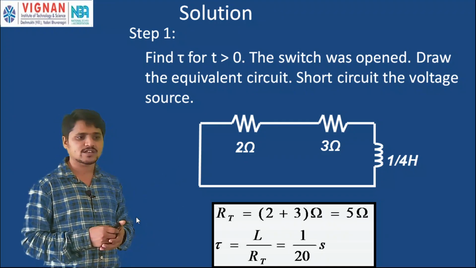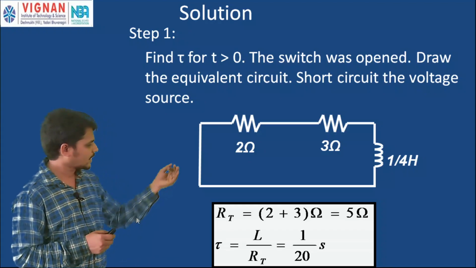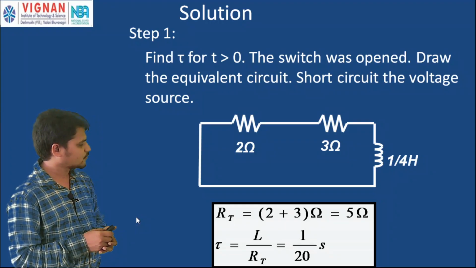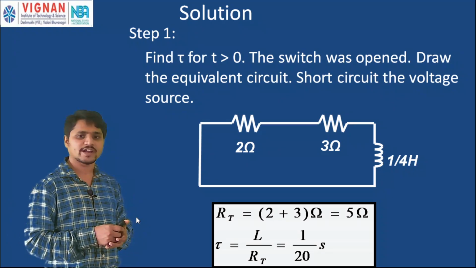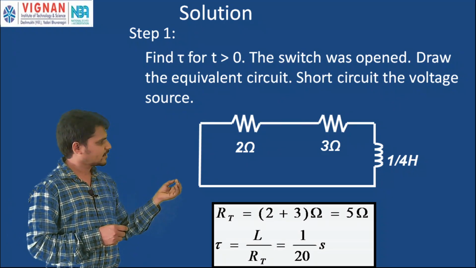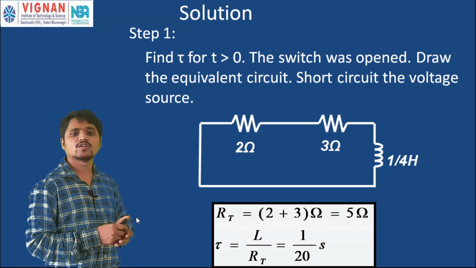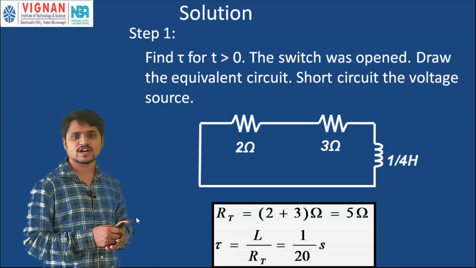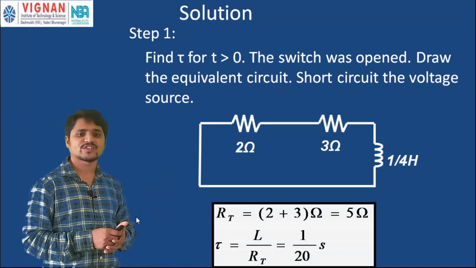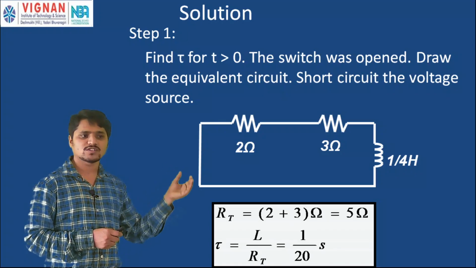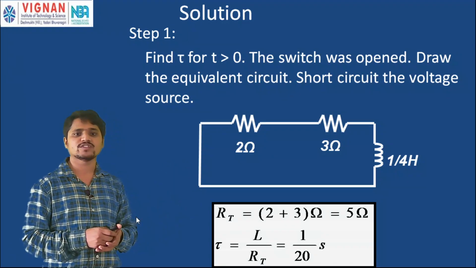And we know for the RL circuit the time constant tau is equal to L by R. Therefore L is given as 1 by 4 Henry. So therefore 1 by 4 into 5. So the equivalent resistance we got here is 5, therefore tau is 1 by 20 seconds. That means the time constant of this given circuit is 1 by 20 seconds.